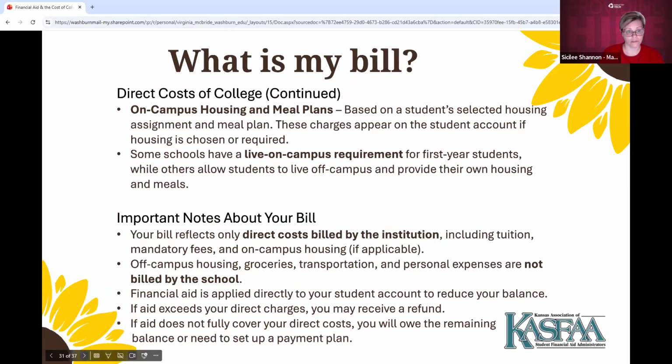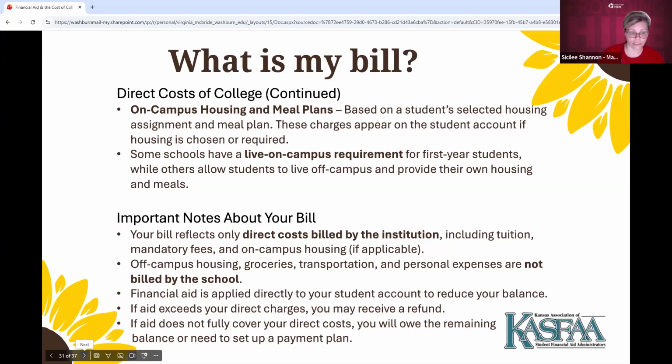What is my bill, continued? It is going to include the direct cost of college again, so on-campus housing and meals. Again, this is if applicable. It is going to be based on the student's selected housing assignment and meal plan. These charges do appear on the student account if housing is chosen or required. Some schools have a live-on-campus requirement for first-year students, while others allow students to live off campus, providing their own housing and meals.